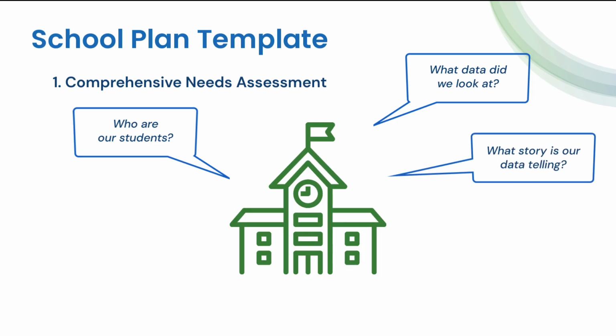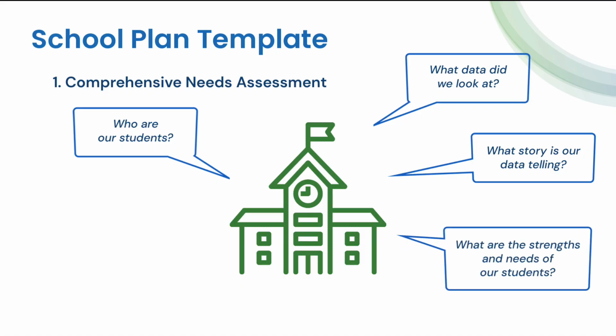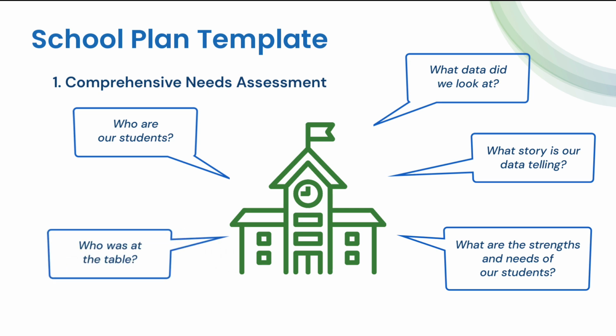What is the story our data is telling? What are the strengths and needs of the students the school serves? What are the barriers and root causes that students in the building face? What opportunities and strengths exist that can be used to support the school's academic, social, and other goals? Who is at the table? Which community members, for example, students, staff, families, tribal leaders, and tribal organizations, were included? How did we ensure all voices were heard? How did we remove barriers to participation?